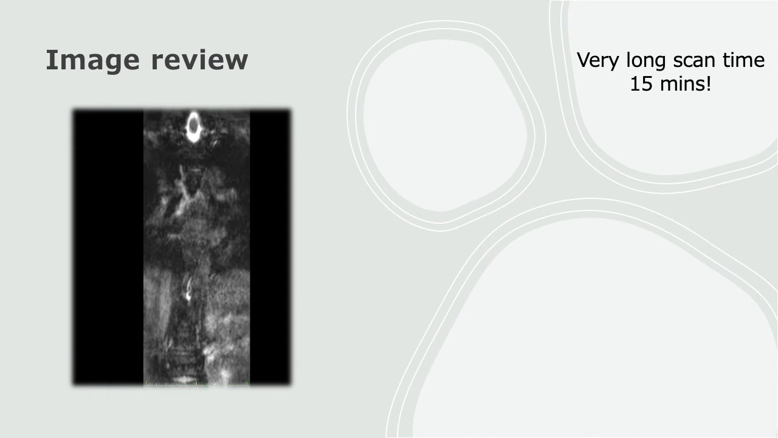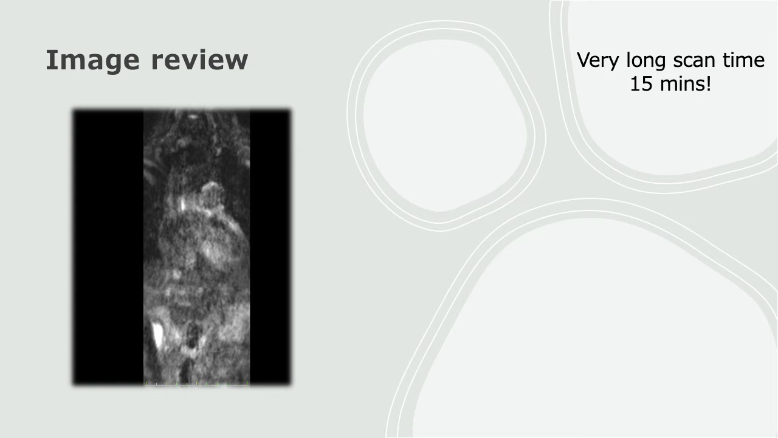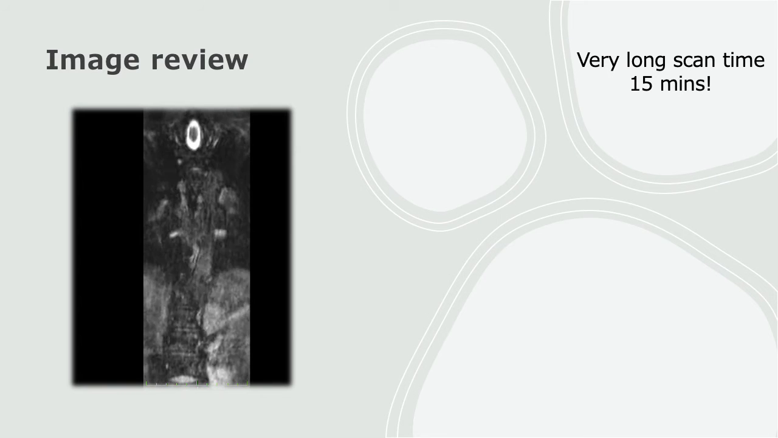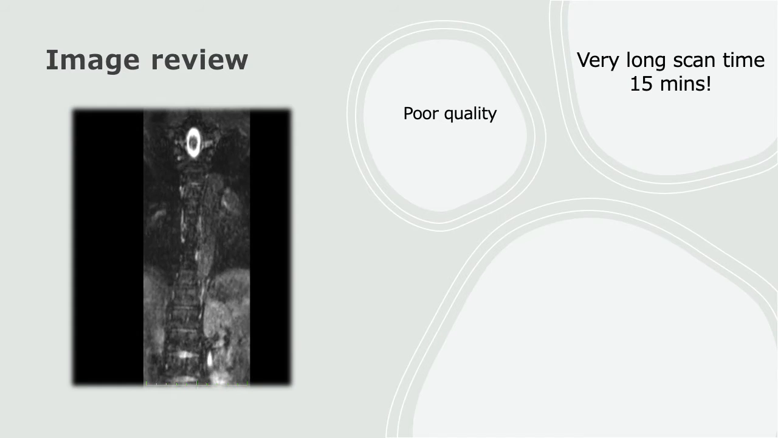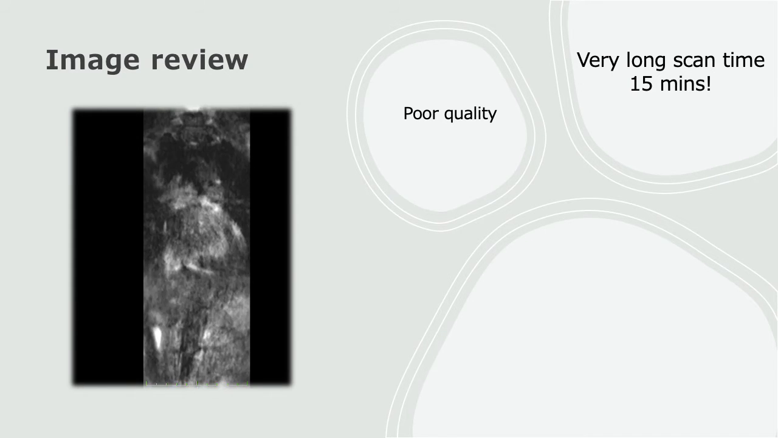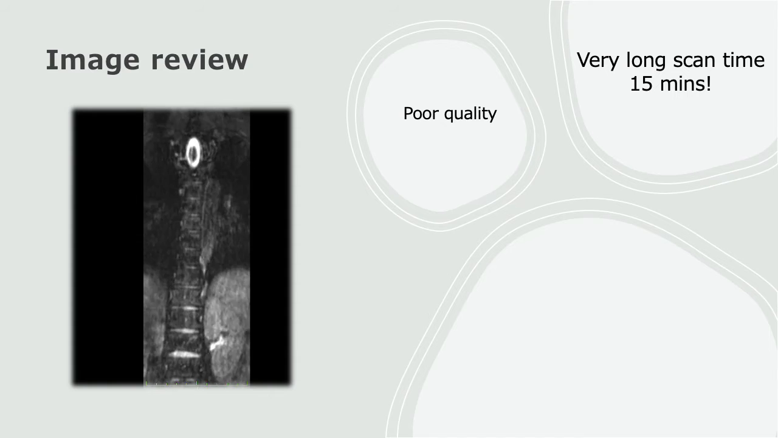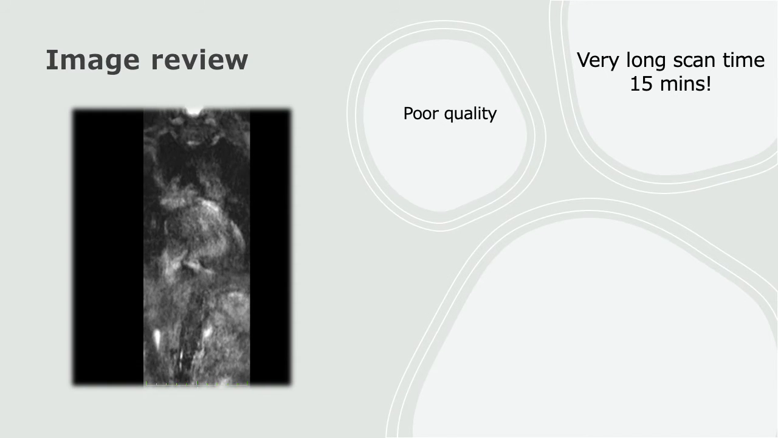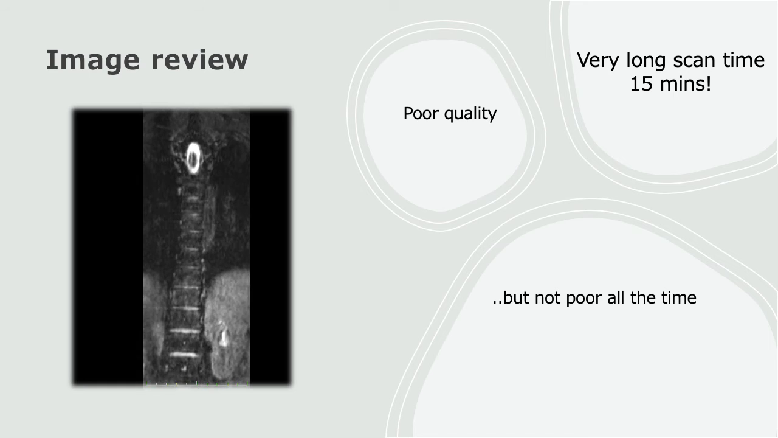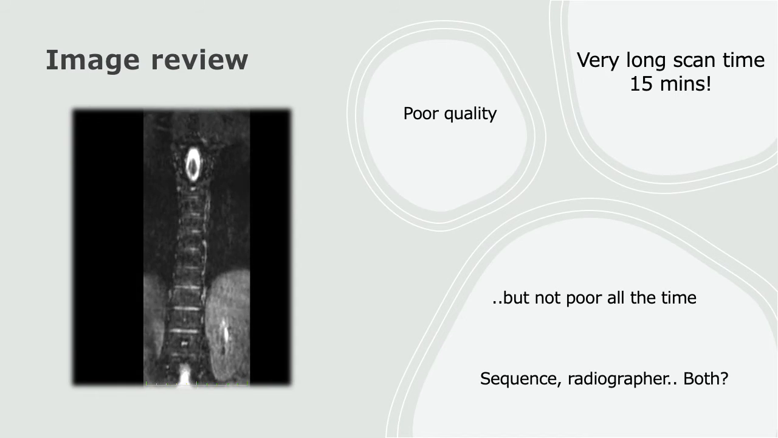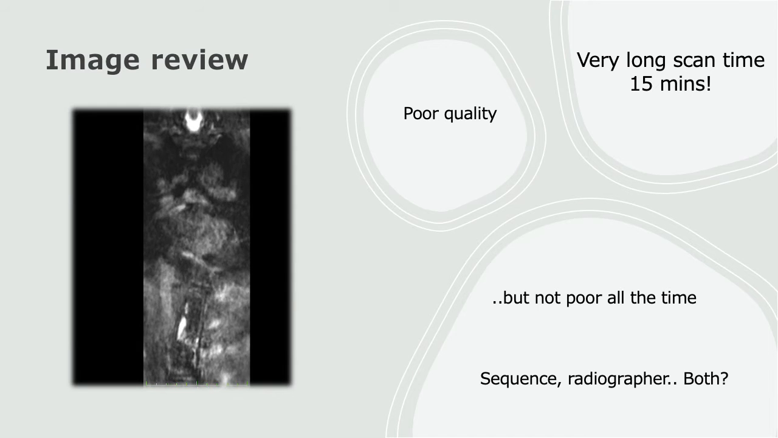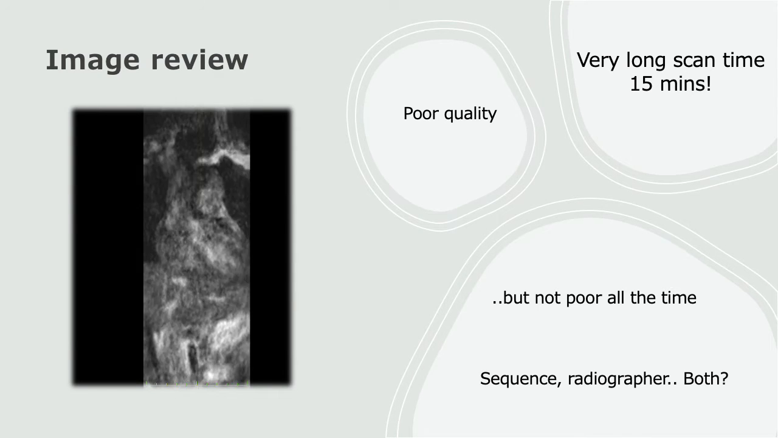We conducted an image review of 10 patients scanned within the last year. We initially found that the scans took a very long time, on average from 15 and even up to 20 minutes. This resulted in poor quality images. As you can see on the left-hand side, we're not able to visualize the anatomy properly, and there's quite a lot of blurriness and motion artifact. The main issue was that these images weren't poor all the time, and we didn't understand why it was happening. Could it be the sequence, the readover, or a combination of both?